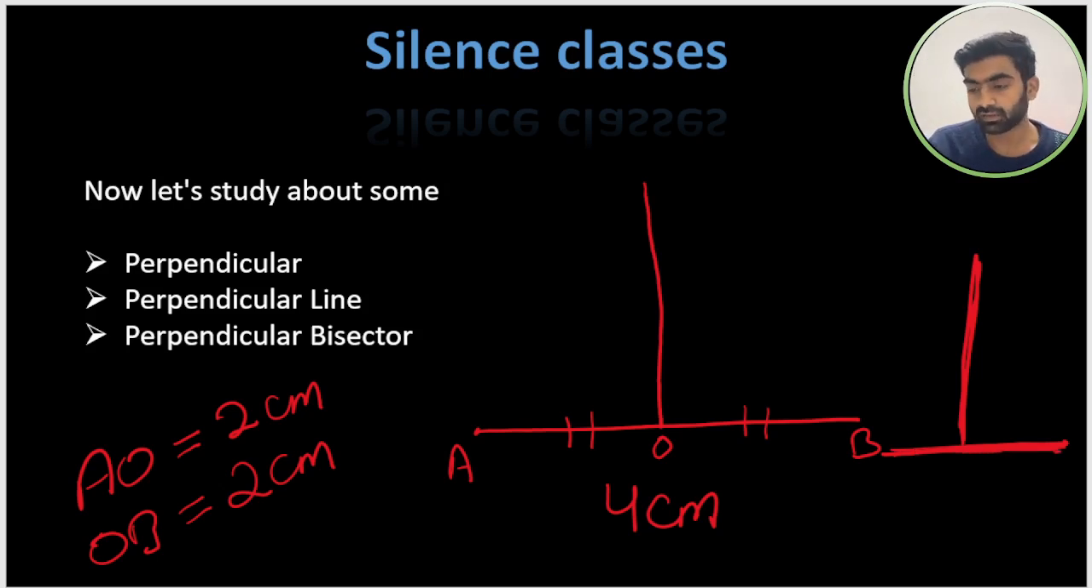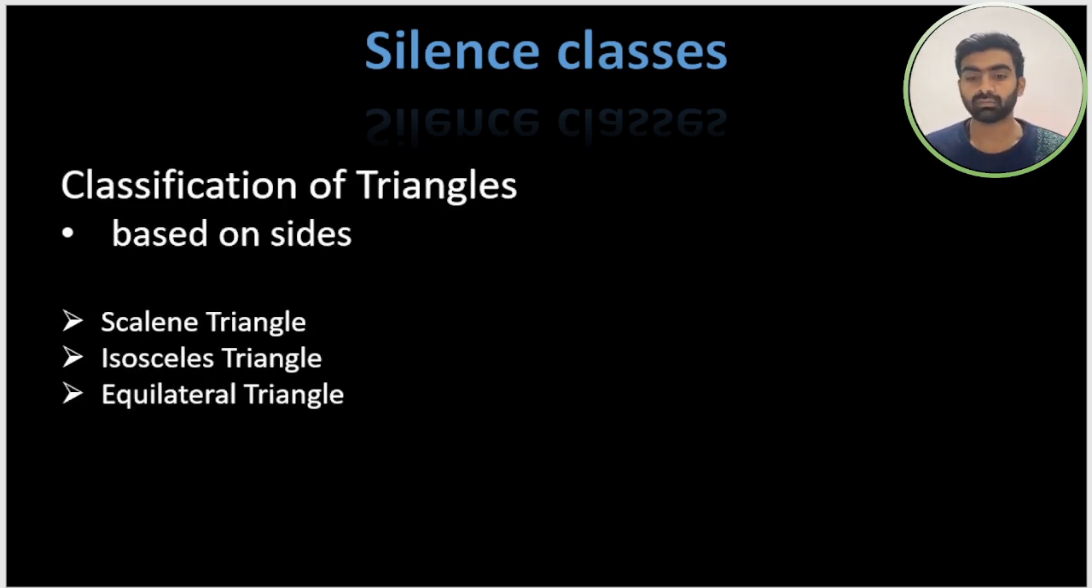Okay, and if this perpendicular is dividing this line into two equal halves, then we can say this is a perpendicular bisector. Okay, now let's move to the next concept, that is classification of triangles on the basis of sides. If we talk about a triangle on the basis of sides, we can say it is a scalene triangle, isosceles triangle or equilateral triangle.